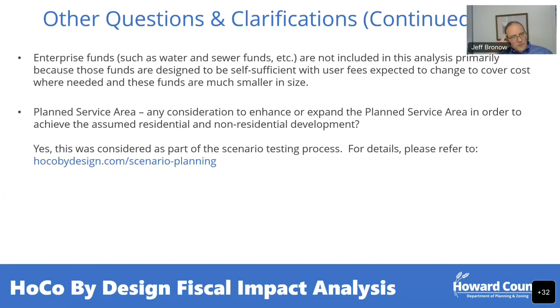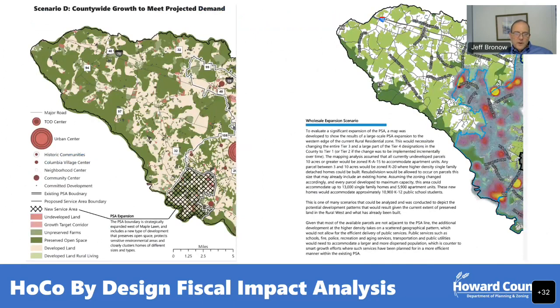Another question came up: planned service area, any consideration to expand the planned service area in order to achieve the assumed growth development? There was actually a lot of discussion around that with the Planning Advisory Committee, and so we did consider this. Again, going back to hocobydesign.com/scenario planning, you'll see a lot of information on that. There's a scenario planning guide where we looked at that, and we also wrote a separate educational piece on the wholesale expansion scenario. Let's say we did expand the planned service area line further to the west.